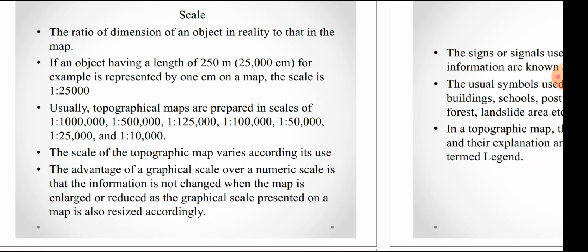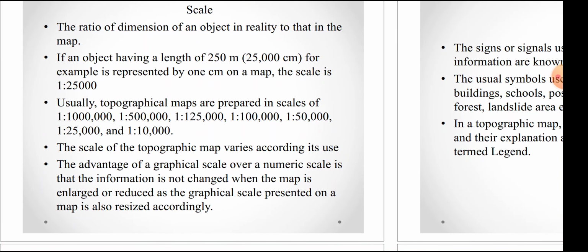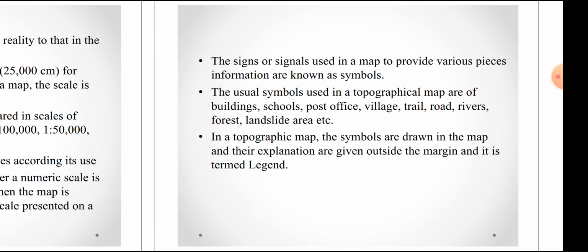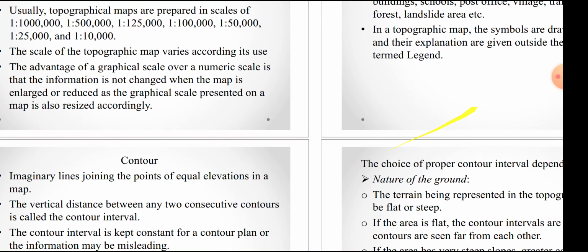The advantage of a graphical scale over a numeric scale is that the information is not changed when the map is enlarged or reduced, as the graphical scale presented on a map is also resized accordingly. The signs or signals used in a map to provide various pieces of information are known as symbols. The usual symbols used in a topographical map are of buildings, schools, post office, village, trail, roads, rivers, forests, landslide area, etc. In a topographic map, the symbols are drawn in the map and their explanation is given outside the margin, and it is called the legend.